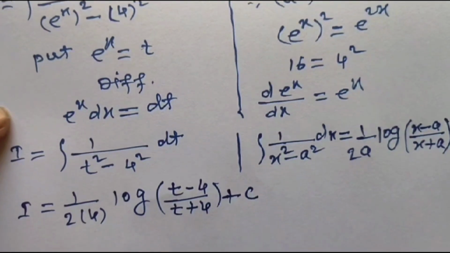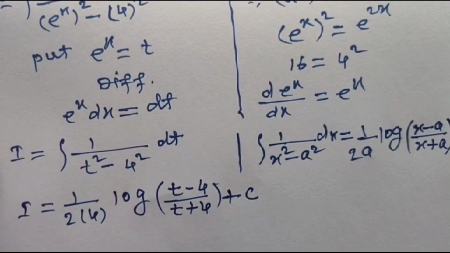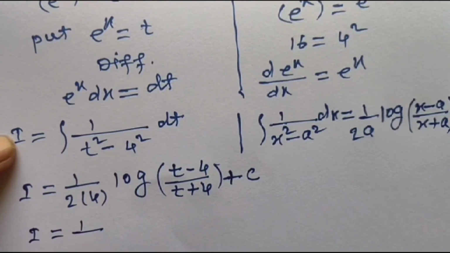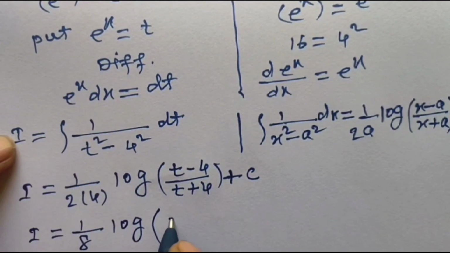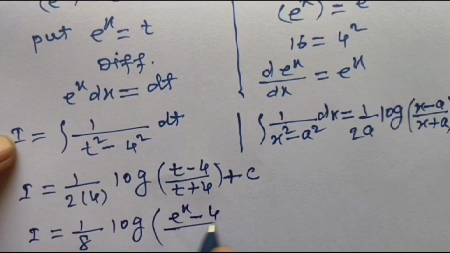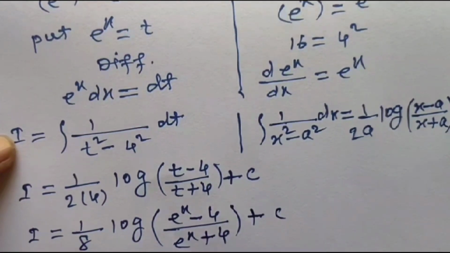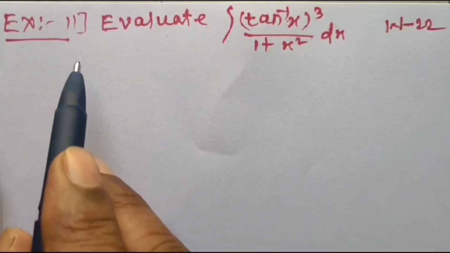But the old variable is x, so we have to replace t by e to the power x. Hence I can be written as 1 upon 2 into 4, that is 8, logarithm of t, which you can replace by e to the power x minus 4 divided by e to the power x plus 4, plus integral constant c. And this is the answer. Let us solve sum number 11.